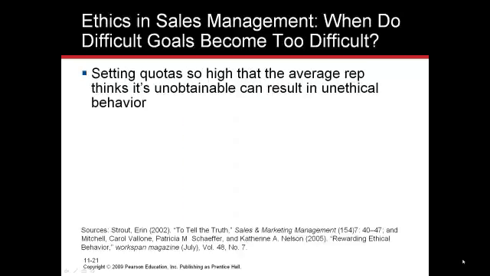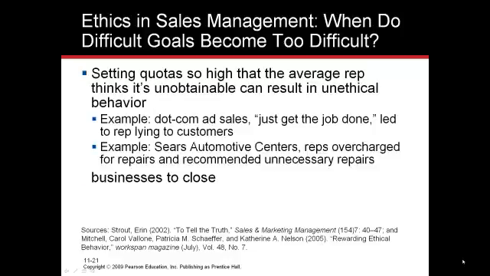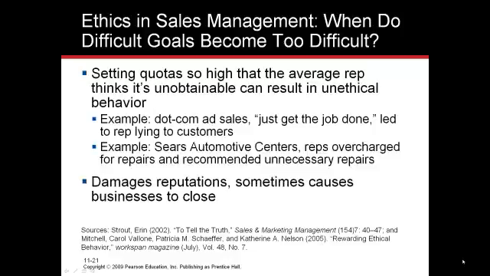Let's ask ourselves the question, when do difficult goals become too difficult? Setting goals so high that the average representative thinks it's unobtainable can result in unethical behavior, and that's one of the things we need to guard against. There are examples of this throughout the textbook. Won't go through them in detail. But one of the things you can have happen is if you set the goal too high and you have unethical behavior, then you can damage your reputation, and some of this can cause businesses to close. We've had many examples in the pharma industry where there have been some issues at play about representatives and the goals and trying to achieve their goal.